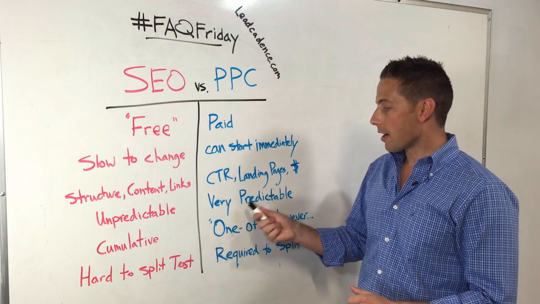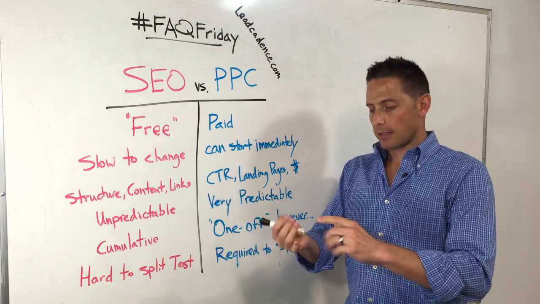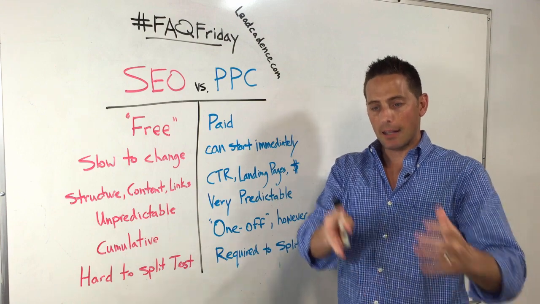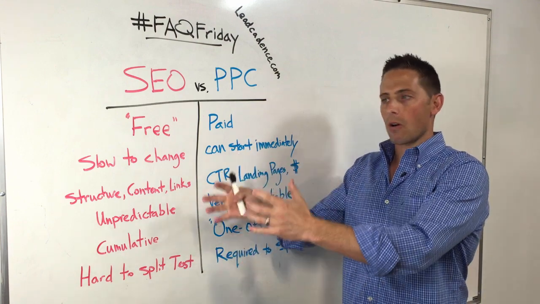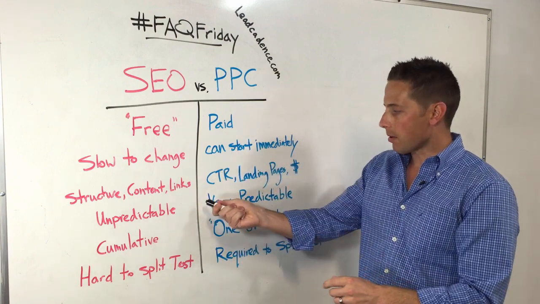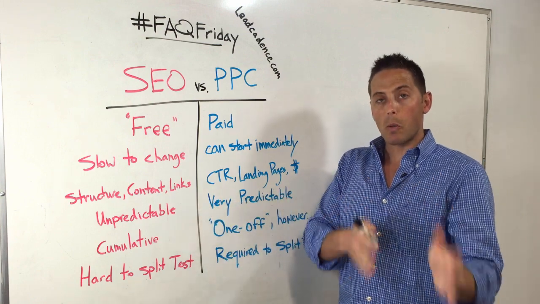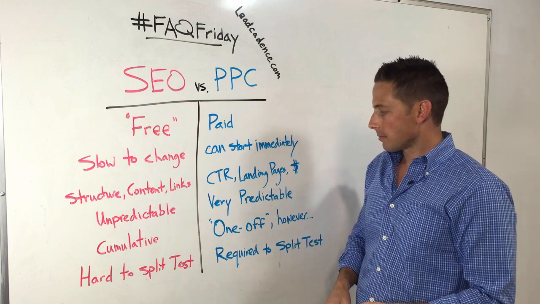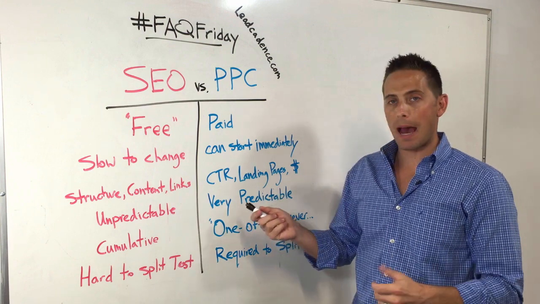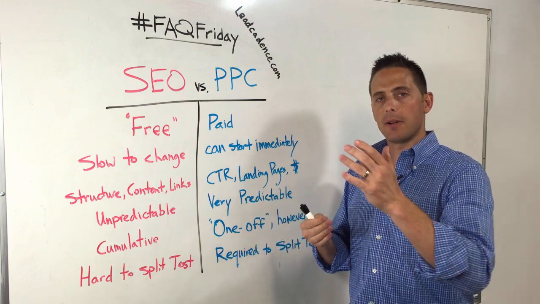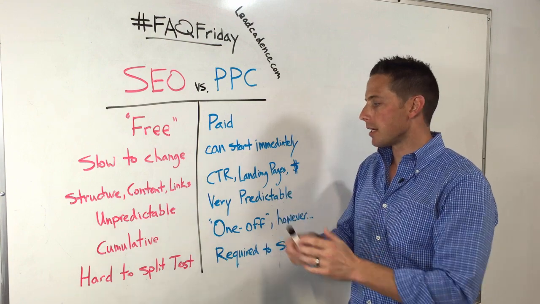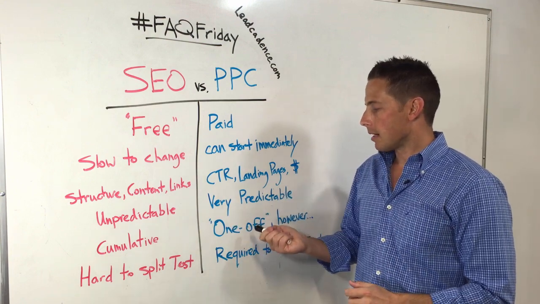So I want to say it's not completely unpredictable, but it's pretty unpredictable. Pay-per-click, on the other end, is very predictable. Because we're able to track from the ad to the landing page to the website to the call, we're able to track the complete process from beginning to end and know where we're doing well and where we're losing customers. So it's a very math-based system. We know how much we pay, we know how many people click, we know how many calls we get. It's a very predictable process.